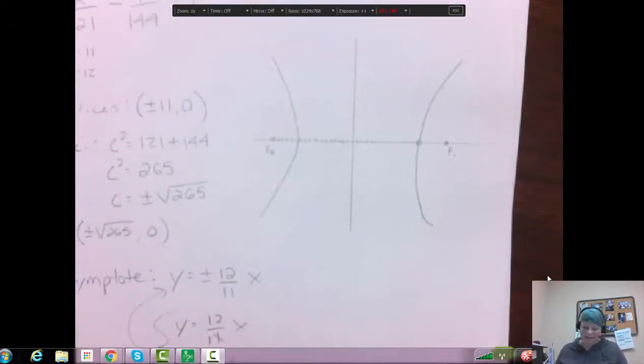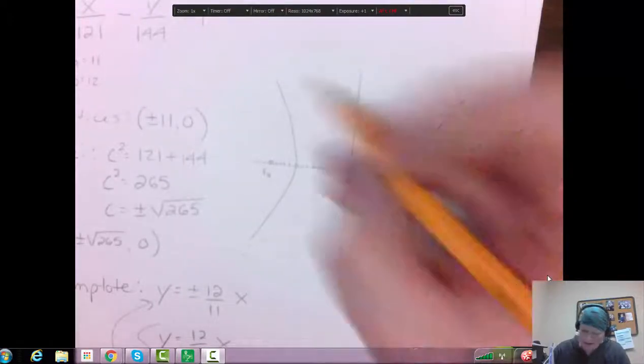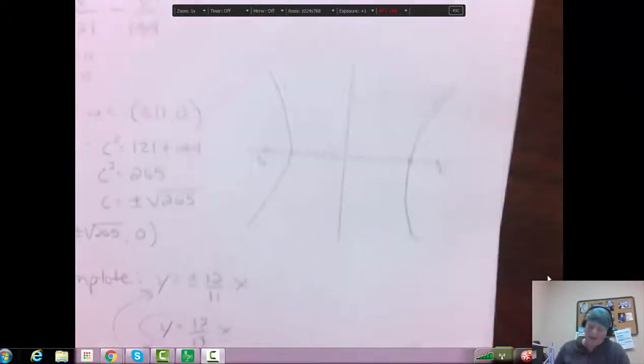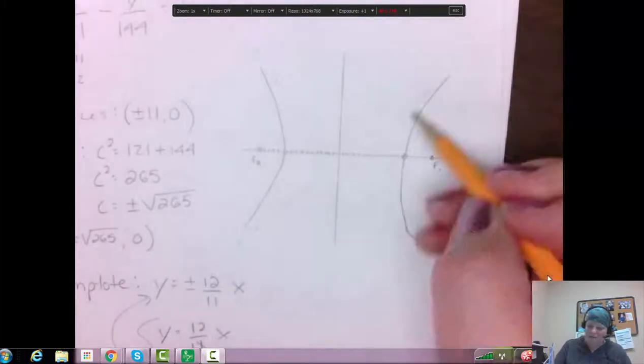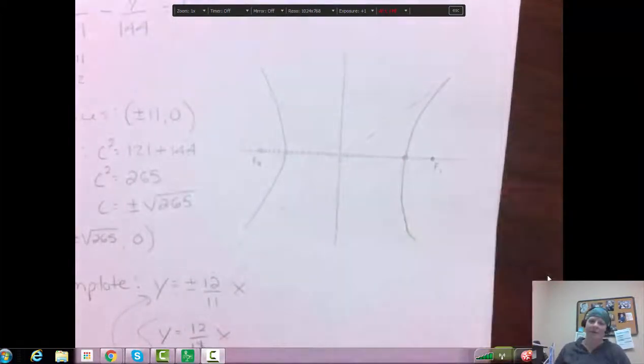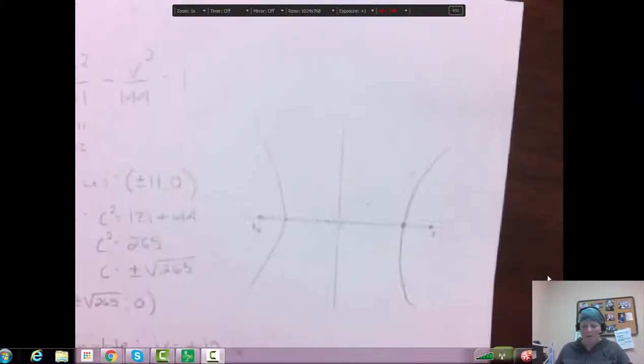All right, and then the asymptotes would be the lines. They go right up here, and they better have the slopes of negative 12/11 and 12/11. Okay, those didn't show up super well, but there you go. And they should go through the center. That's what you're looking for. This one goes this way. Let's do one more that goes the other direction.